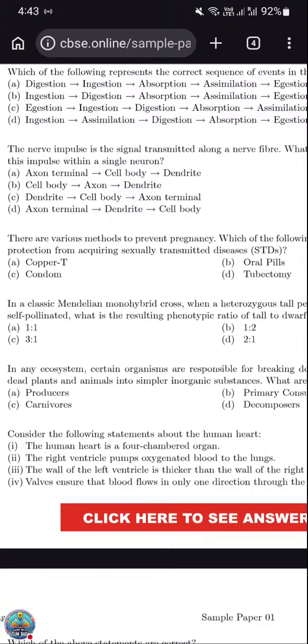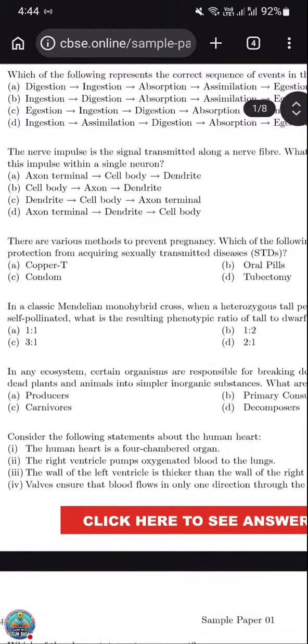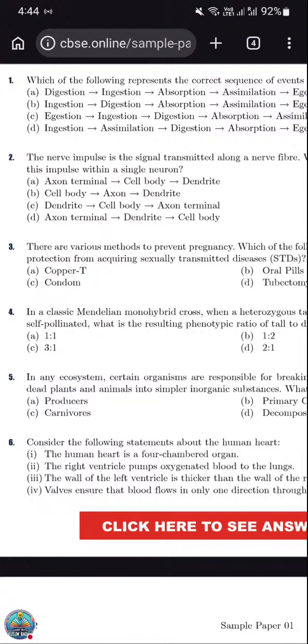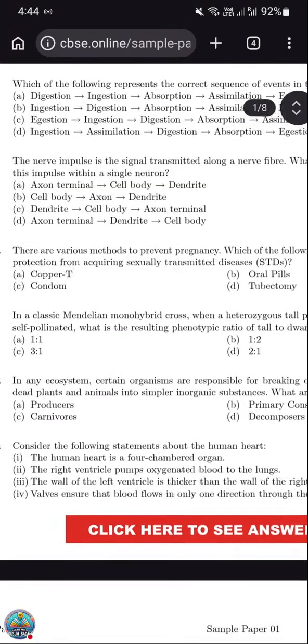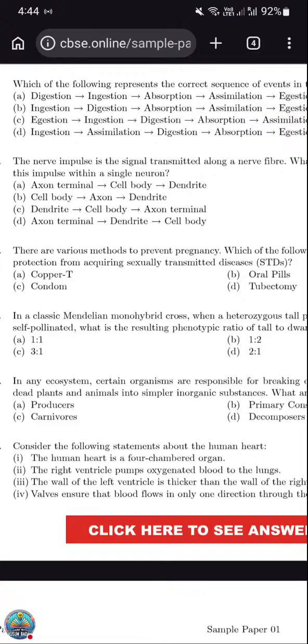They are not completely joined head to head. There is a functional junction which is called a synapse. There is electrical exchange of information. So the correct sequence will be dendrite, then cell body, then axon terminal. Option number C. Okay, which one is used as a contraceptive to prevent STDs also? Question number 3: Copper T, oral pill, condom, tubectomy.